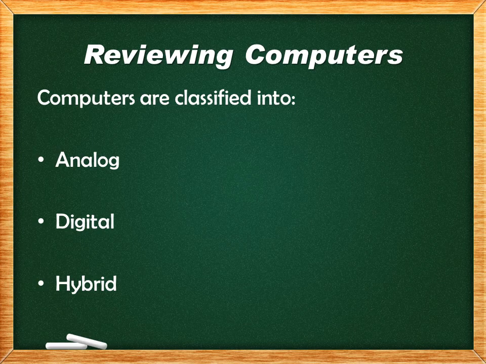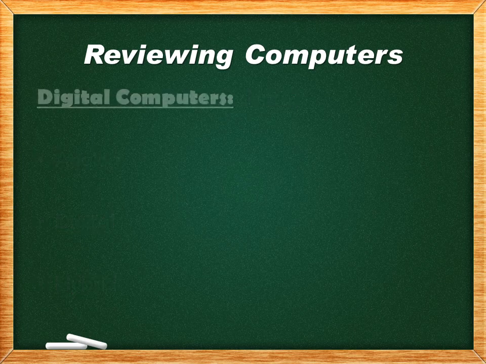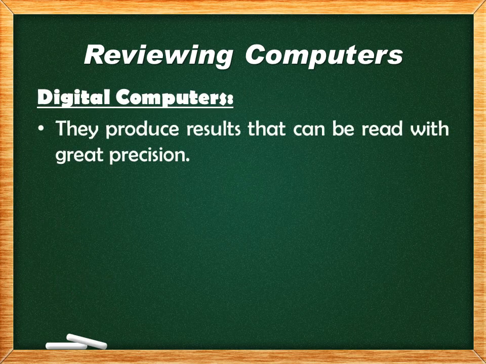Now in this lesson we will see the digital computers. Digital computers produce results that can be read with great precision. The word precision means exact or accurate. So digital computers produce accurate results which anyone can understand precisely, exactly.